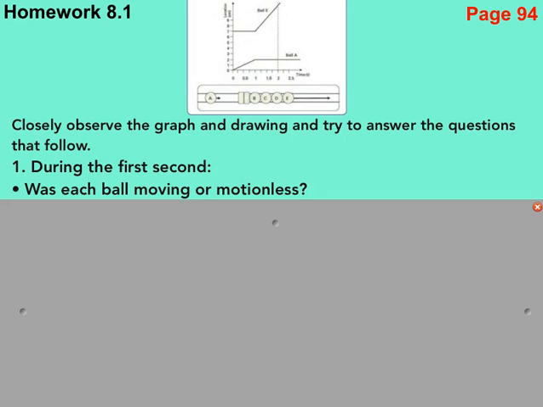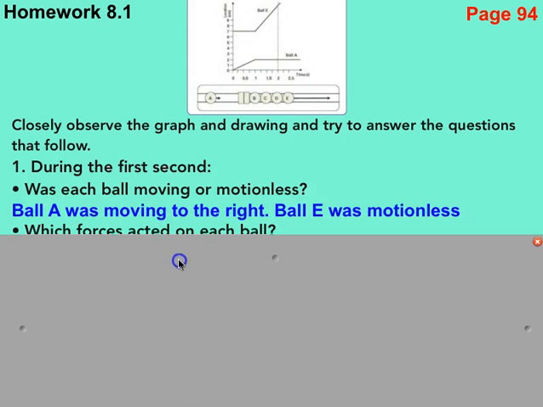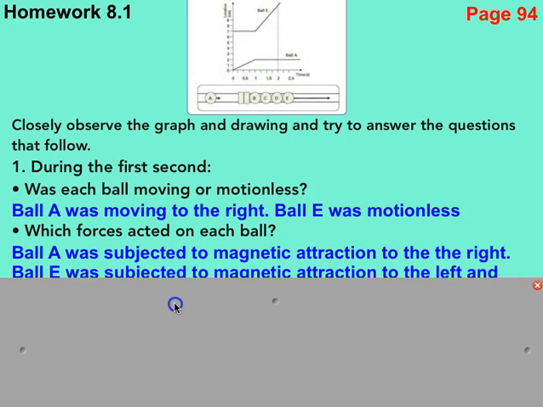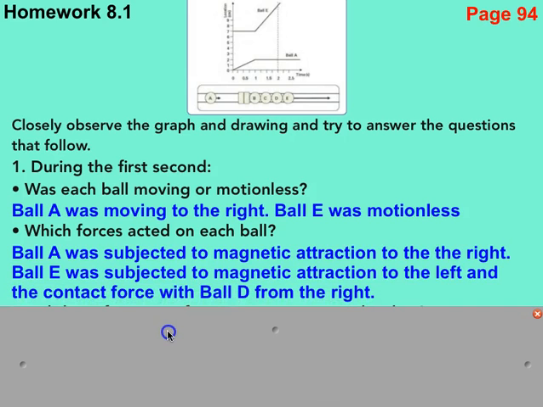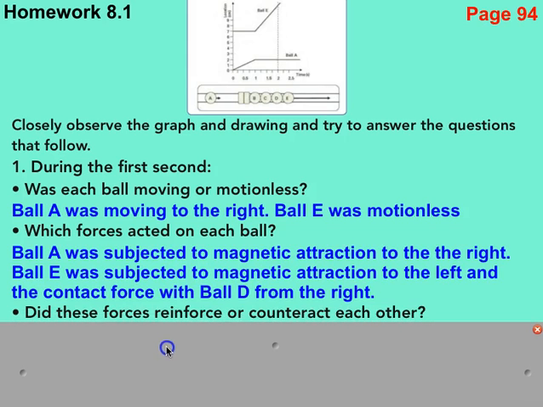During the first second, was each ball moving or motionless? Well, you should already be done, so I don't have to have you pause the video. Ball A was moving to the right, ball E was motionless. Which force acted on each ball? Well, ball A was subjected to magnetic attractions to the right, ball E was subjected to magnetic attractions to the left, and a contact force with ball D from the right.